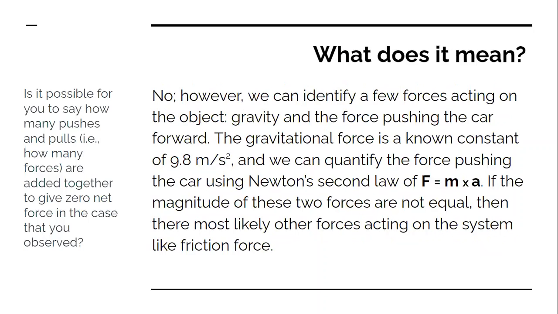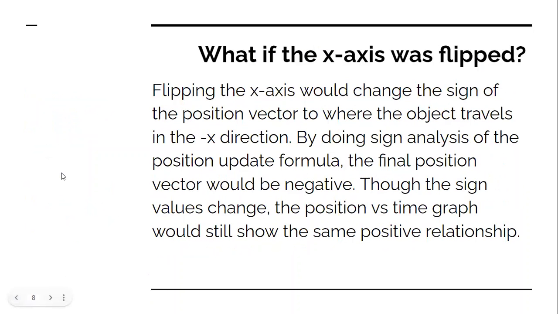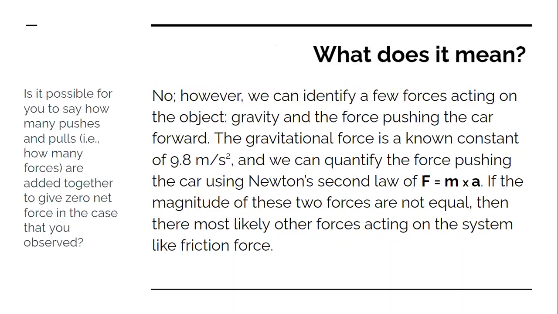This gets into the what-if and what-does-it-mean parts of the lab. When it says what if the x-axis is flipped, so that instead of the car moving in the positive x direction, it's moving in the negative x direction, well, the signs of our position vectors will definitely change. But overall, the position versus time graph would still show the same positive relationship.